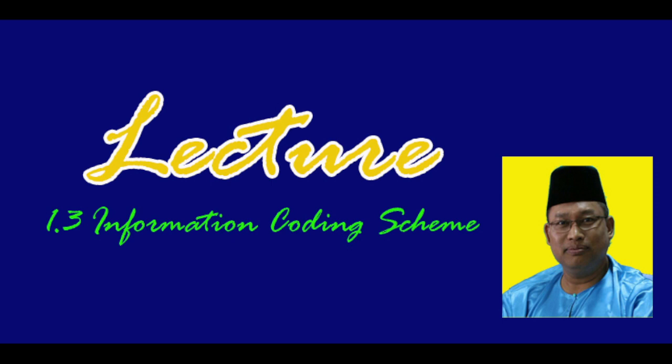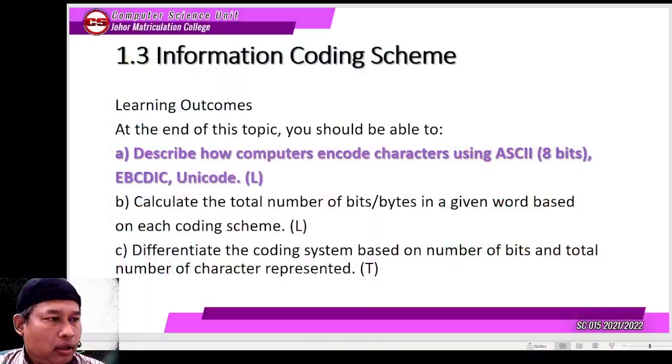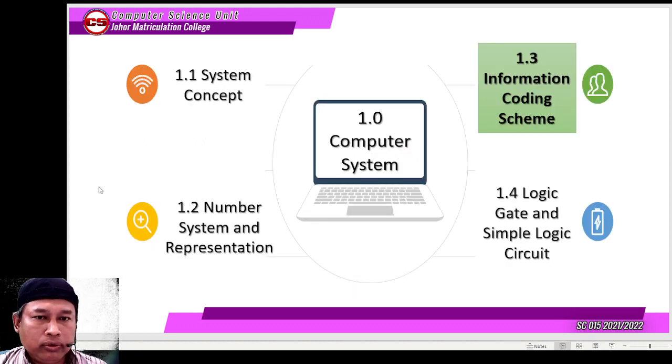Now we will continue the lecture for week 4 with topic 1.3, information coding scheme. I hope my students are ready to continue my lecture. Okay, now we will continue to chapter 1, 1.3, information coding scheme. What is an information coding scheme?